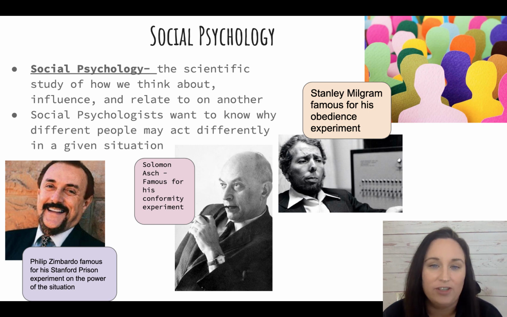So social psychology, which is what this whole unit is about, is the scientific study of how we think about, influence, and relate to each other. Psychologists want to know why different people act differently in a given situation, and they really want to understand how the situation affects what we do and what we think. Three famous social psychologists that come up a lot on the AP exam are Philip Zimbardo, Solomon Asch, and Stanley Milgram. We're going to talk about each of those in these modules.